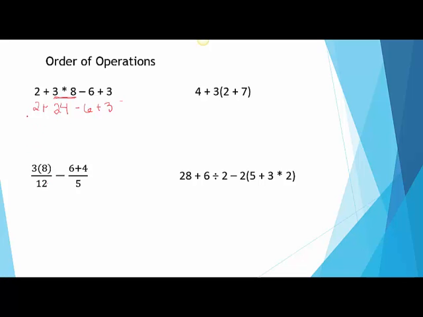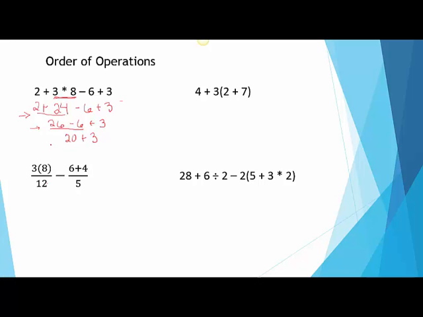Okay? Next, because what's left is addition and subtraction, I'm going to do it from left to right, so as I read it. So 2 plus 24 is going to be done first. That's 26. And then we'll subtract the 6 and add the 3. Again, all I did was that one little problem there. Again, I have addition and subtraction. We're going to go from left to right. So I'm going to do this one, 26 minus 6, which is 20, plus 3.